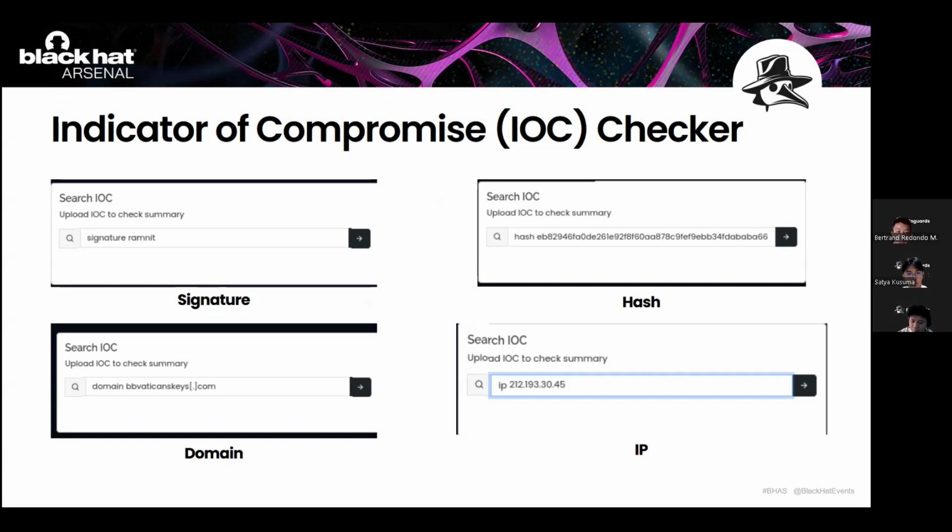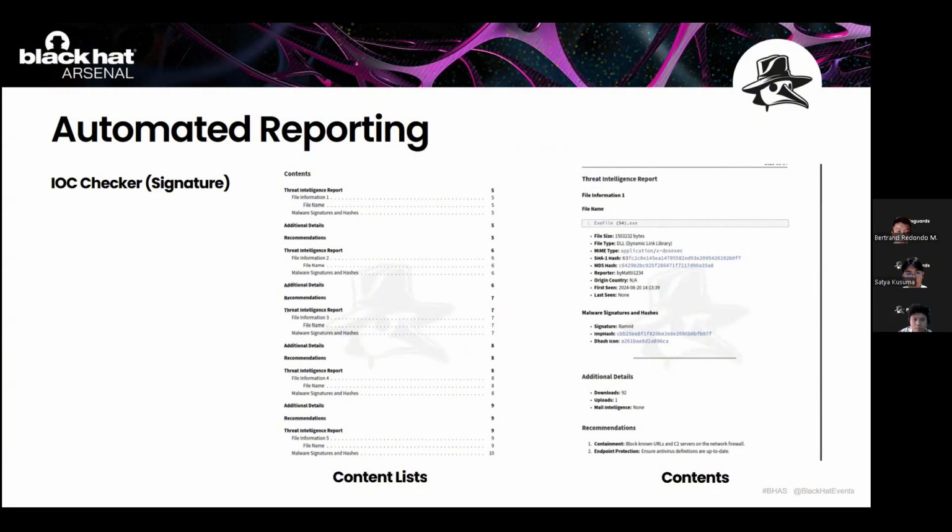Next. Now this is for the report results. The first one is for the IOC checker feature where the signature parameter is used. As we can see in the content list, we have three main lists. The first one is the threat intelligence report, the second one is additional details, and the third one is the recommendations. From the threat intelligence report, we have some subclasses such as file information and malware signature and hashes information. As we can see in the right picture, we can see the details of the file information, the additional details, and the recommendations.